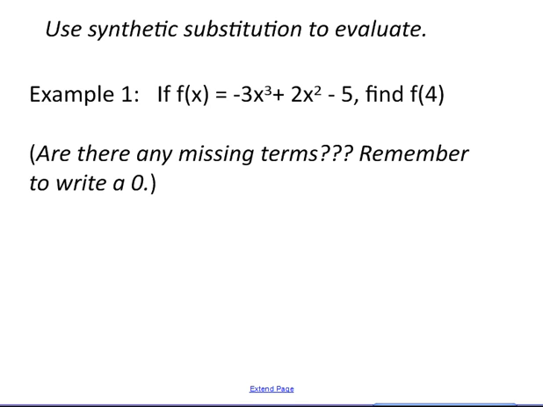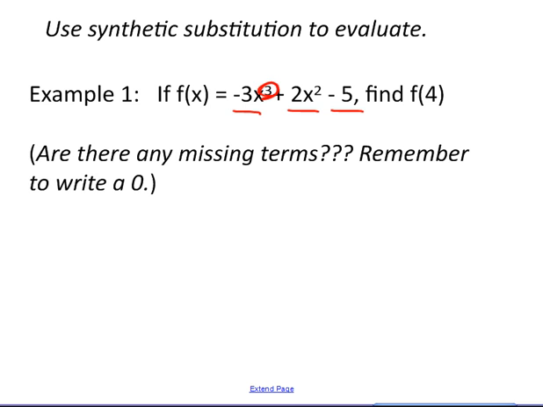So example 1, we have negative 3x cubed plus 2x squared minus 5. We want to find f of 4. So what we need to do first is figure out how many terms we need, see if there's any missing. If I have an x to the third, I need 4 terms. So 1, 2, 3 terms means there's one missing. We have to figure out which one's missing and put a 0 there.